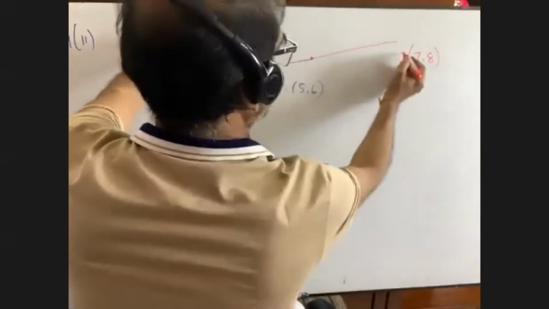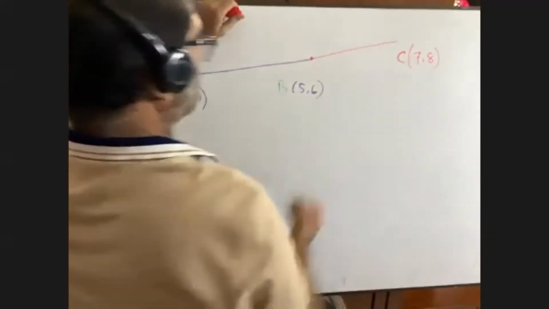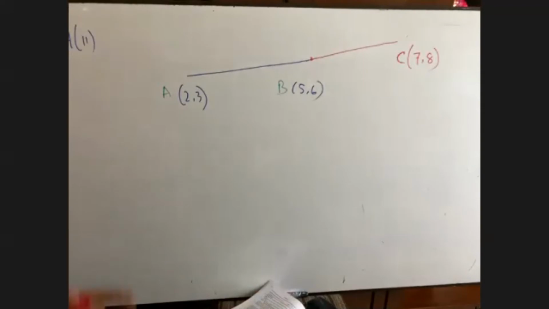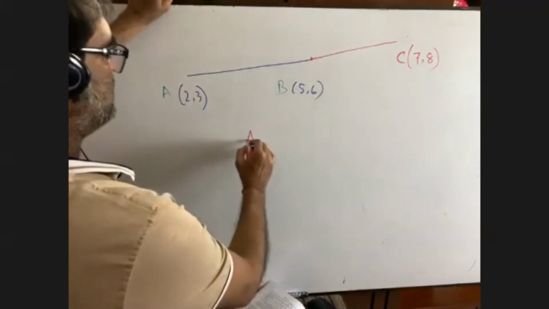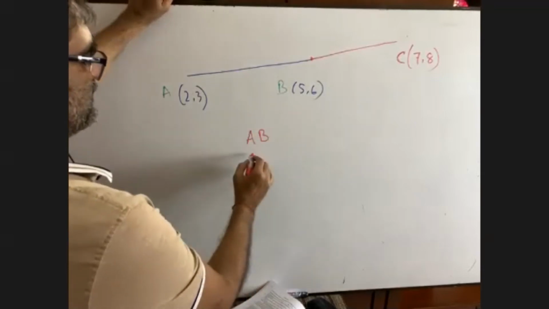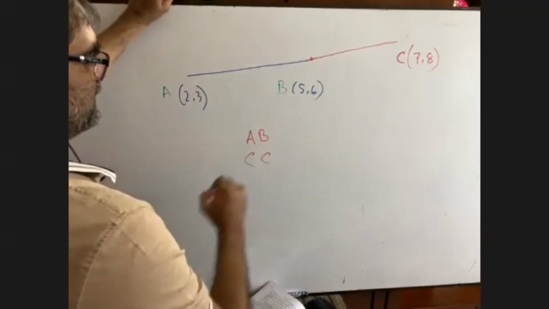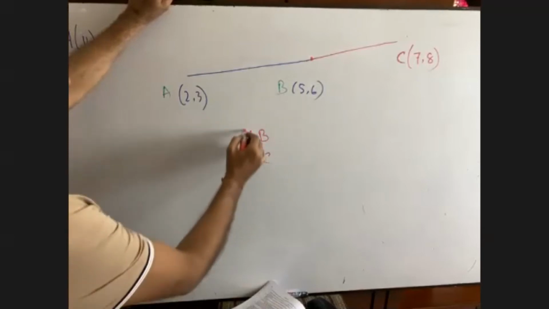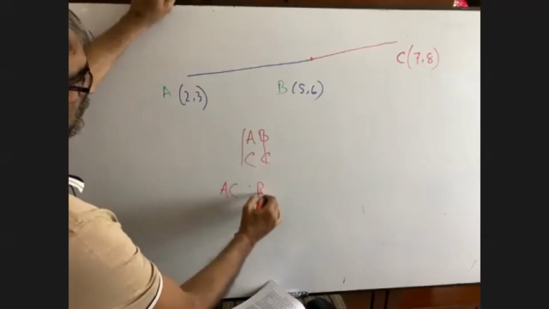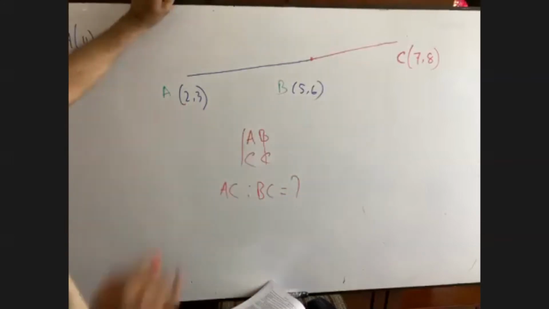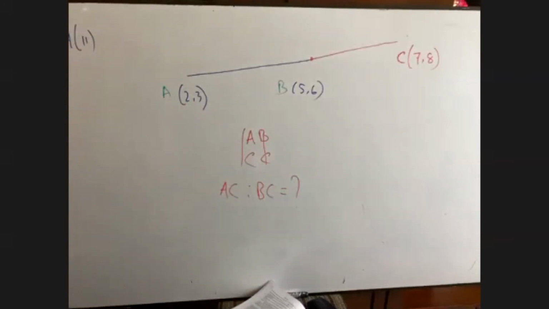You have to find the ratio. What is meant by this? I told you, AB is a straight line. A meets at C, B meets at C. So it is AC and BC. The ratio AC is to BC, we have to find this. Please try to understand.